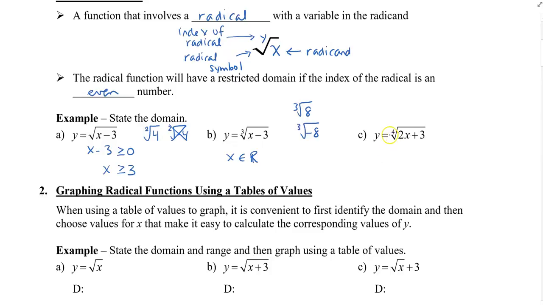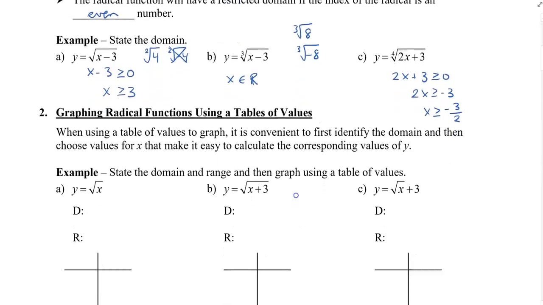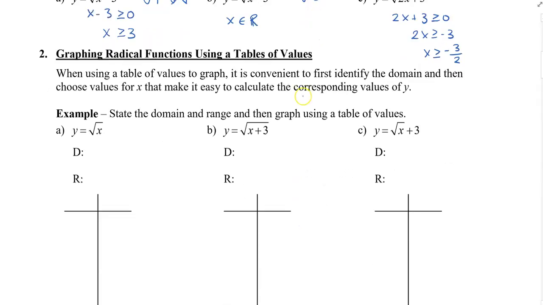Now the last one, it's a fourth root. So again, because it's even, I can only fourth root something where the inside is positive, so greater or equal to 0. So we solve for x, and we have x is greater or equal to negative 3 divided by 2. So now that we know how to look at the domain, let's use a table of values to graph. And it's convenient to first identify the domain and then choose values for x that make it easy to calculate the corresponding values of y.